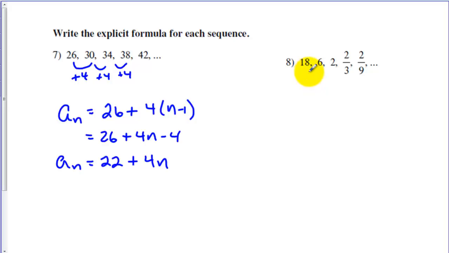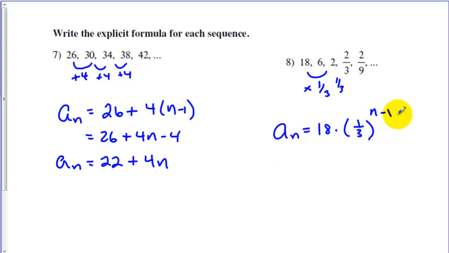Here, if you look at it, we can see we're multiplying by 1/3. We're multiplying by 1/3, and again, the number of 1/3s is 1 less than n. So we would have 18 times 1/3, and the way we do repeated multiplication is exponents.